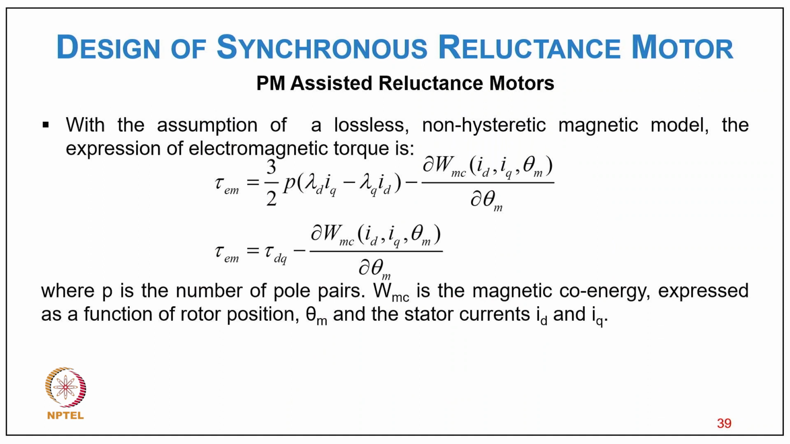So now coming to the assumptions of a lossless non-hysteresis magnetic motor, the expression of electromagnetic torque is Tm equal to 3 by 2 P in bracket lambda d iq minus lambda q id minus delta Wmc as a function of id iq theta upon delta theta, or Tm equal to Tq minus delta Wmc in bracket theta m as a function of id iq theta m upon delta theta m, where P is the number of pole pairs and Wmc is the magnetic energy expressed as a function of rotor position, and theta m is the stator current position and stator current id iq.